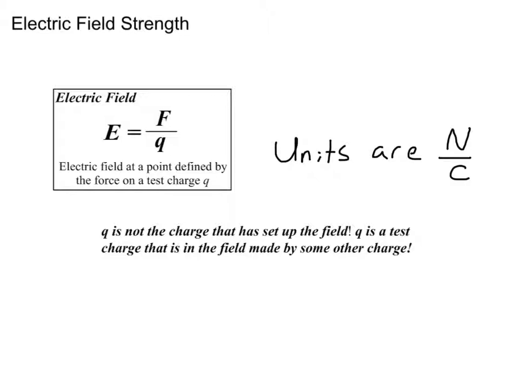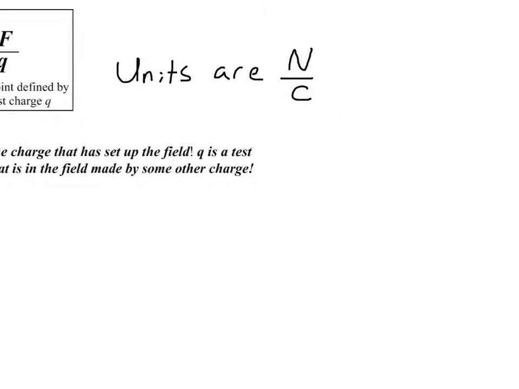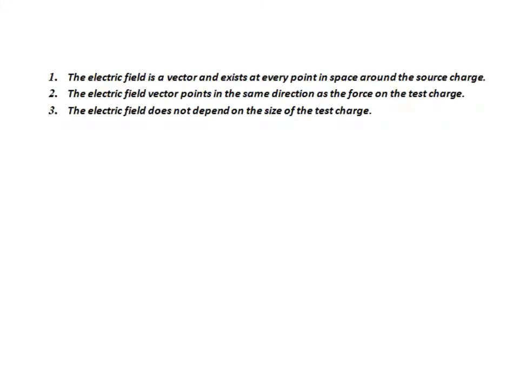For now, you can think of the q in this equation as like the mass in the weight equation for gravitational fields, W equals mg. The units for electric field are newtons per coulomb. The basic idea of the field model is that the field is the agent that exerts an electric force on charge q.